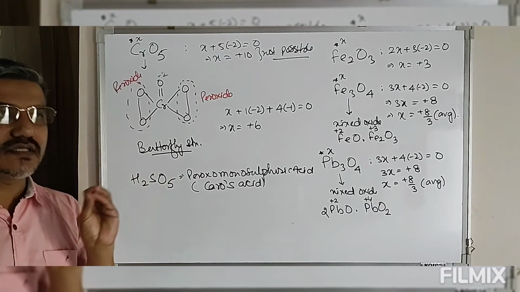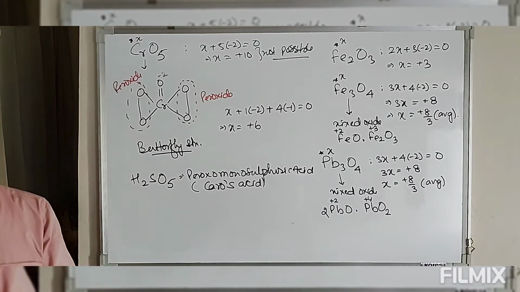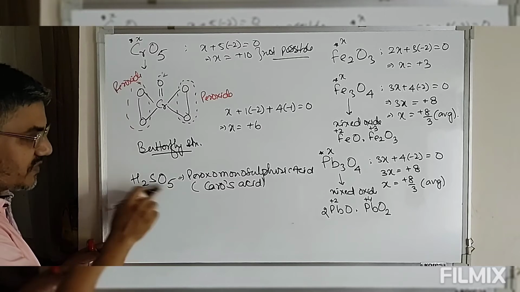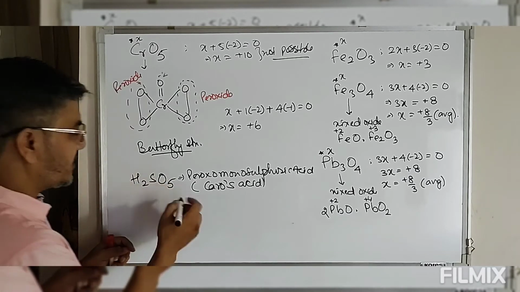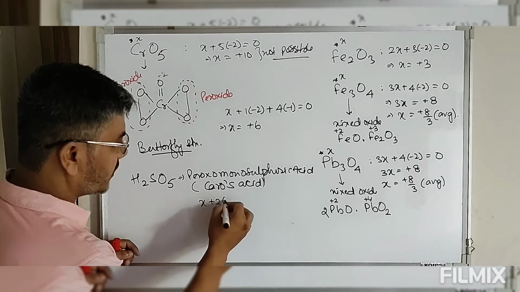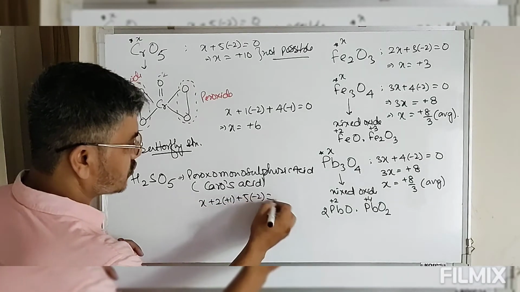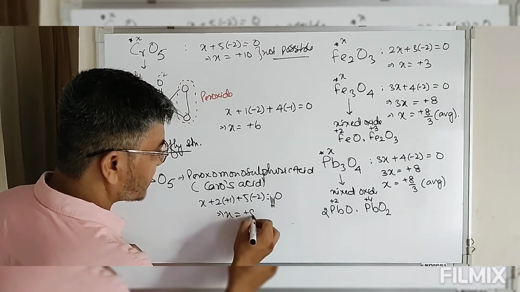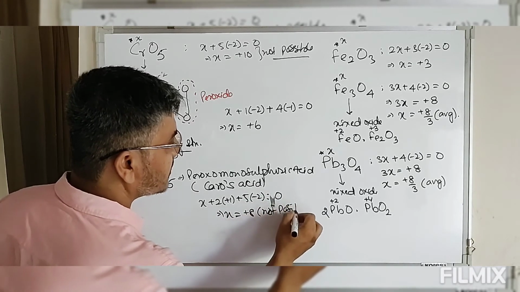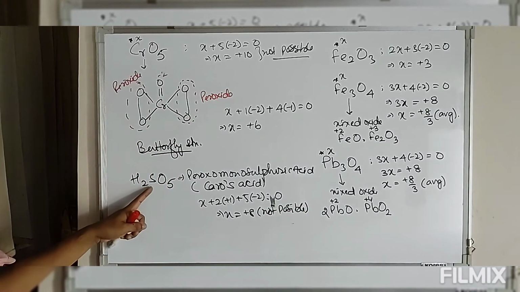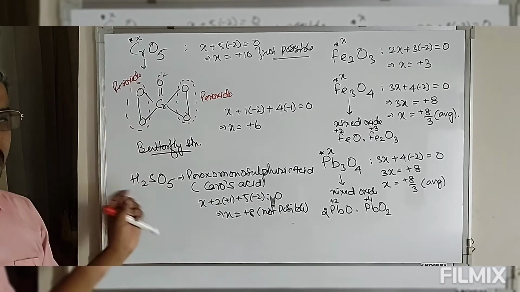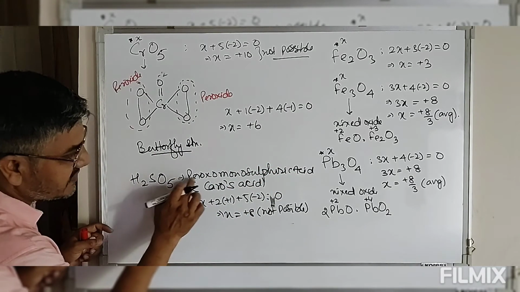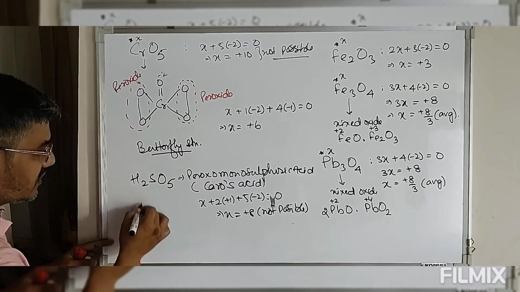The highest oxidation state that could be achieved is equal to the number of electrons present in the valence shell. So sulfur's highest is plus 6. Suppose we have X plus 2 into plus 1 plus 5 into minus 2, and this is equal to 0. So therefore X is equal to plus 8, which is not possible, the reason being that the highest oxidation state possible for sulfur is plus 6. So for this we have to go back to the electronic configuration. If this is not possible, then we have to look at the structure. Now look, this is peroxo. So look at this sulfur.